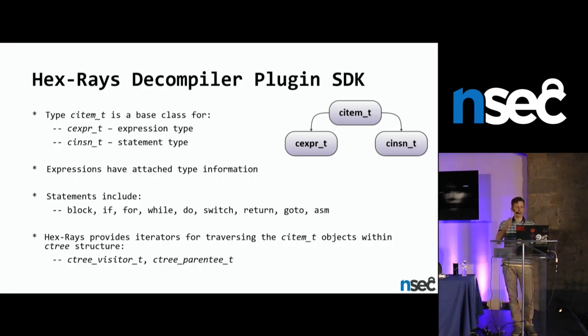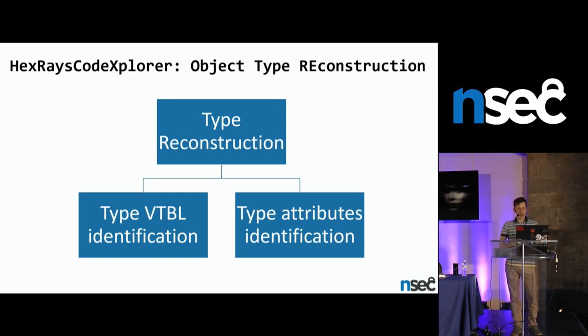For instance, if you're calling a function and passing it an integer, then you need to make sure that their ctree block representing the integer actually has the type integer. And this is the only requirement, because the Hex-Rays SDK allows you to do whatever you want with the ctree, but you need to make sure that the type information is consistent. Also, Hex-Rays offers a convenient way for traversing those structures if you need to enumerate their blocks or do some transformation with them. Okay, so let's take a look at how this is used in this research.